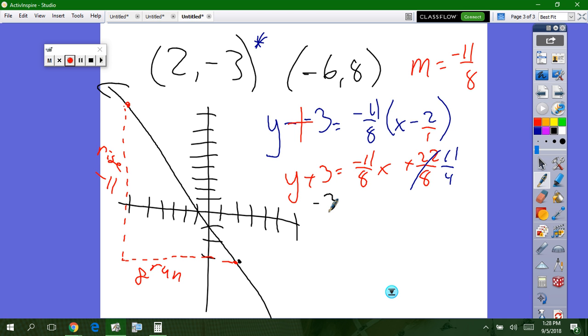Subtract 3, which is the same thing as subtracting what? 12/4. What's 12 divided by 4? I just got a common denominator, didn't I? When I add or subtract fractions, I need a common denominator.